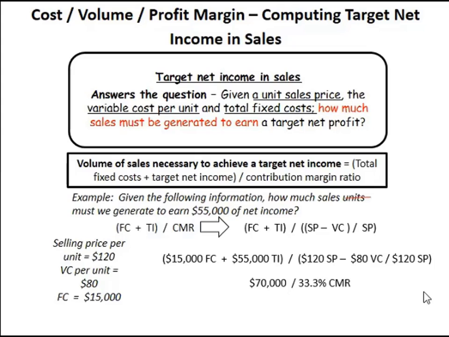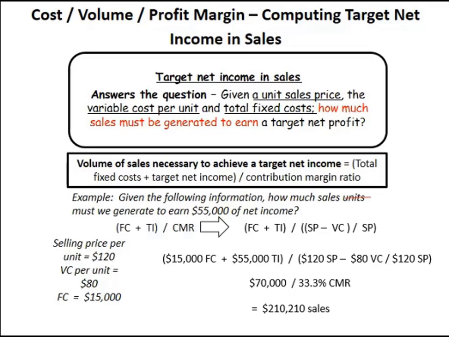And what that'll come out to, when I reduce the equation, is $15,000 plus $55,000. That's going to equal $70,000. And when I calculate my contribution margin ratio, it's going to come out to 33.3%. So I divide the 33.3% into the $70,000. And what this says is, in order to not only break even, but earn $55,000 worth of net income, I'm going to have to generate $210,210 worth of sales.